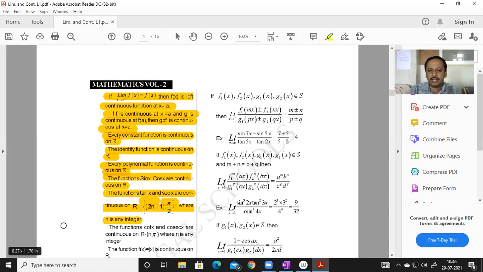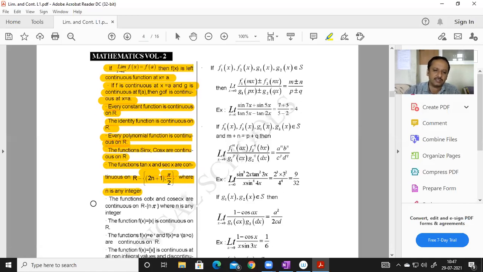What does it tell you? That is, at all odd multiples of pi by 2, tan x as well as secant x are discontinuous. Everywhere else, it is continuous.